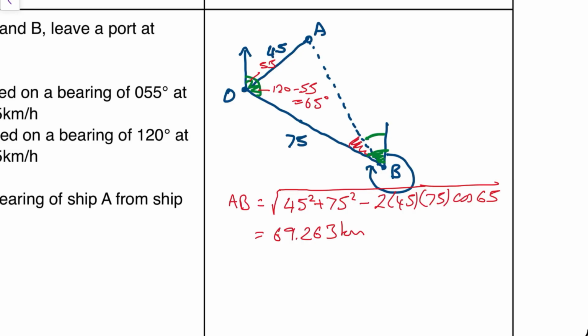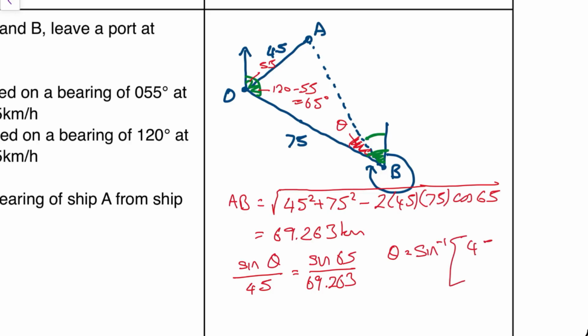Now, what did I say I wanted? I want this red angle here, don't I? So I'm going to call this theta just so it's clear. So therefore sine theta over the opposite side, which is 45, is equal to sine of 65 that I know over AB that I've just worked out, which is 69.263, which means that theta is sine minus 1 of 45 times sine 65 divided by 69.263, which is equal to 36.07 degrees. Now, because bearings are no decimal places, I'm just going to call that 36.1 because that'll be close enough.